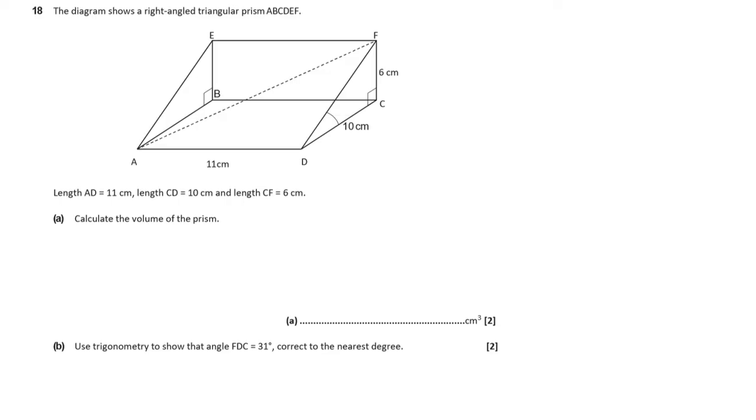Now the volume of a prism is equal to the area of its uniform cross-section times the distance between them. So in order to work out this volume, we're going to need to know this cross-sectional area, and we're going to need to multiply it by this distance between the front and the back face. That's what we're going to need. Okay, so volume equals cross-sectional area times length or height, depends on which way around it is.